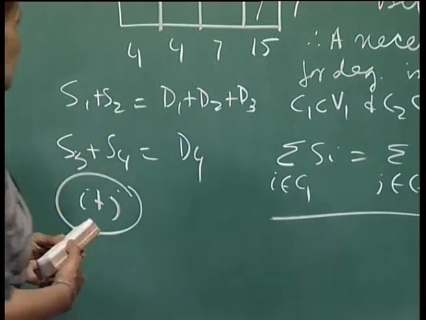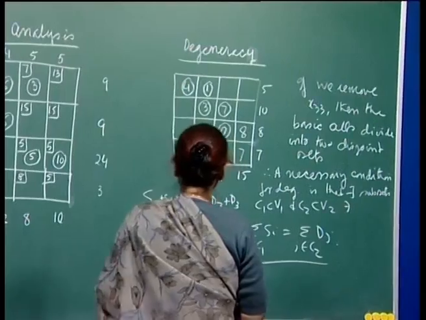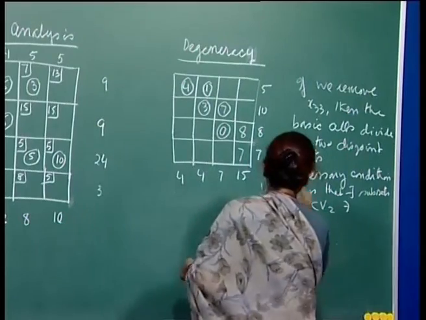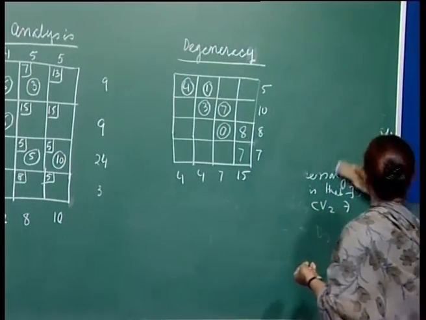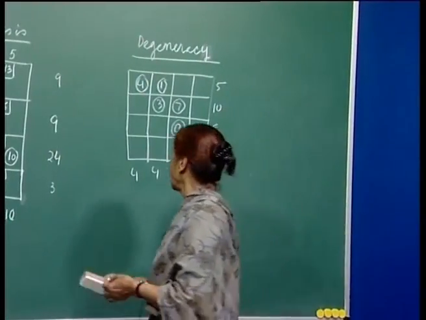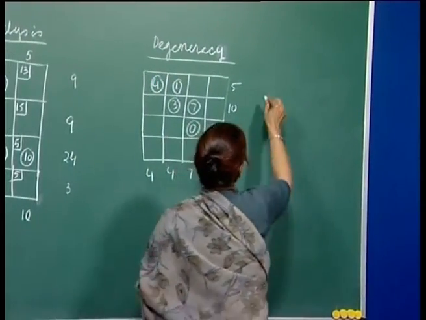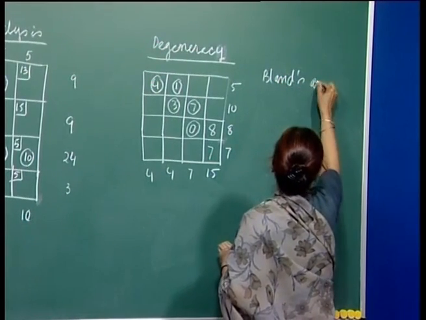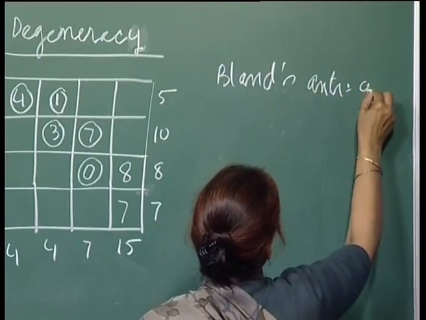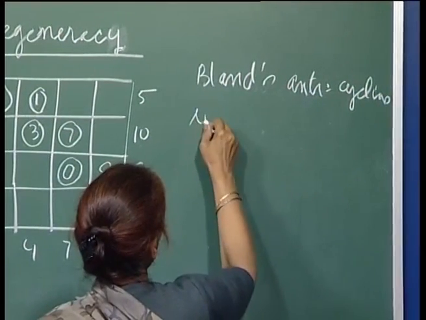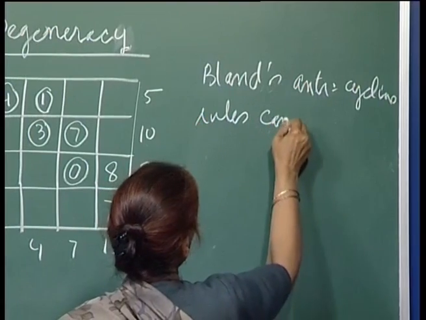So you can apply it. Let's just write it down. We can do it, but then I'll give you another practical way of handling degeneracy, which has been proposed. But again, it's your choice. So Bland's anti-cycling rules can be applied.